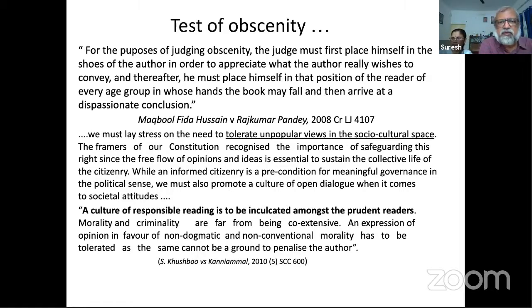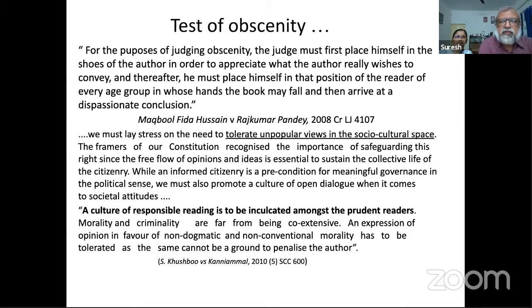Third would be the whole issue of obscenity. In the case of Maqbool Fida Husain, a criminal complaint was filed against him in respect of his famous paintings depicting Bharat Mata in various contexts. One Hindu person went to the court and filed a criminal complaint saying that it is extremely obscene, that it is showing the Hindu religion in poor light, and that it should be banned. The criminal complaint was taken on file. Summons was issued to him to appear.